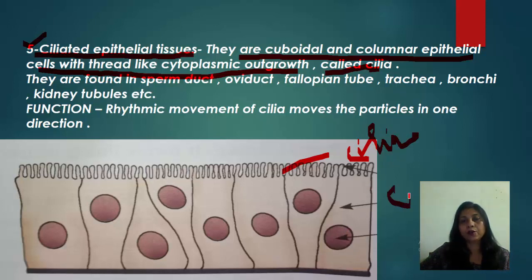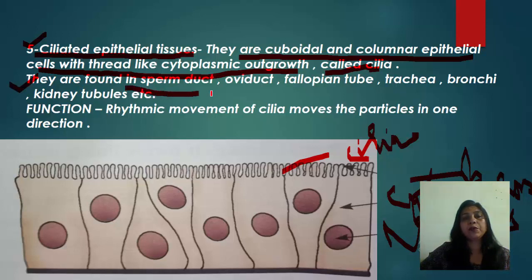This is the cytoplasm. And this is the nucleus. Okay, my writing is not good, but don't go on that. You must have understood. Now where are these found? They are found in sperm ducts, oviduct, fallopian tube, trachea, bronchi, kidney tubules, etc.